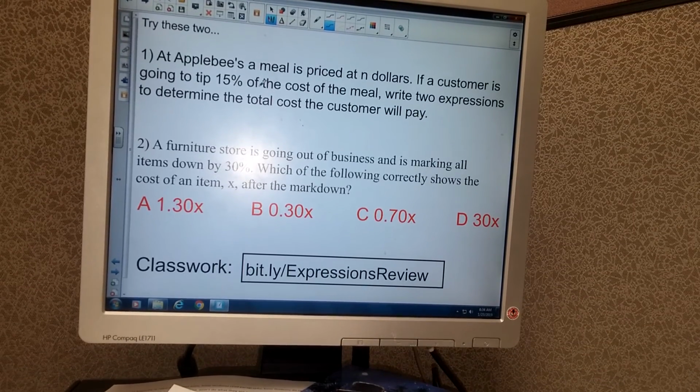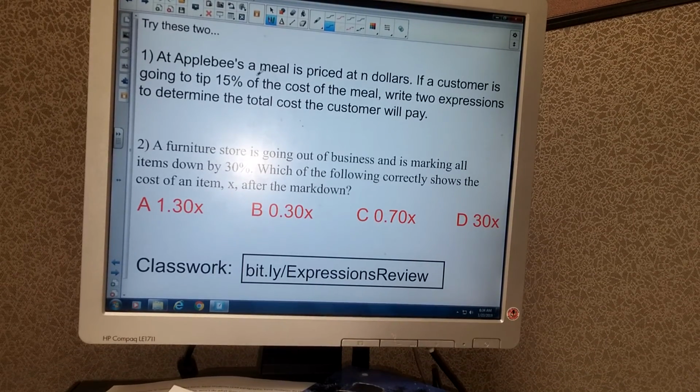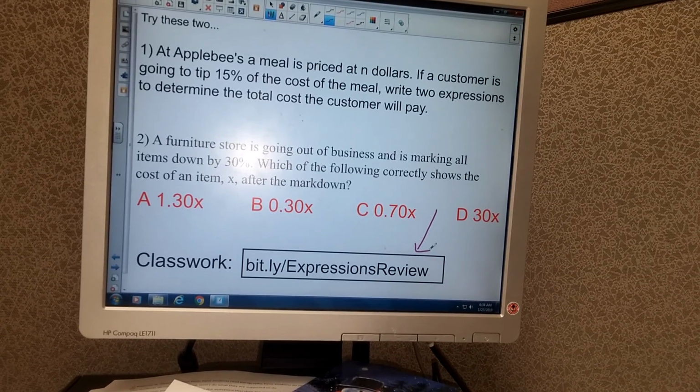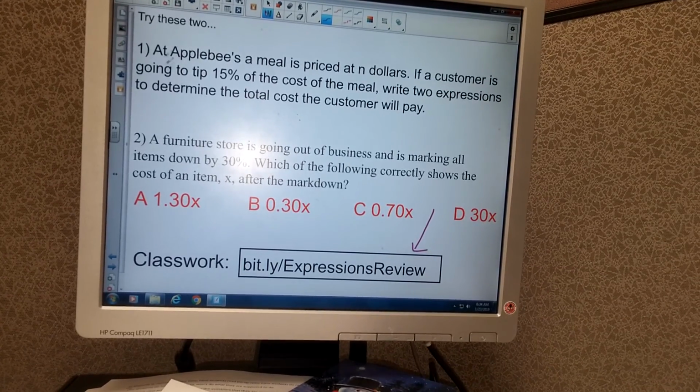On your own, here are two problems. These are the last two that need to get done before you do the Bitly, which is bit.ly/expressionsreview, capital E, capital R.